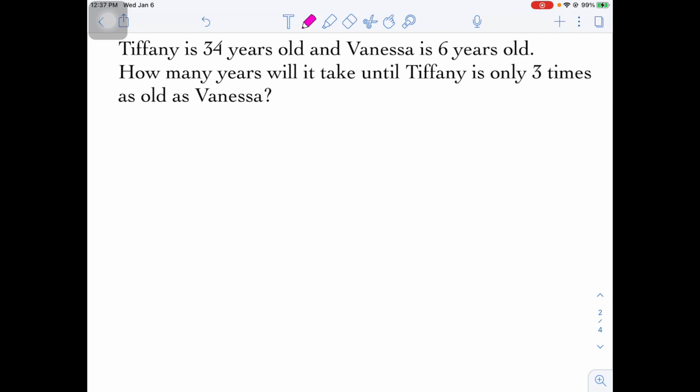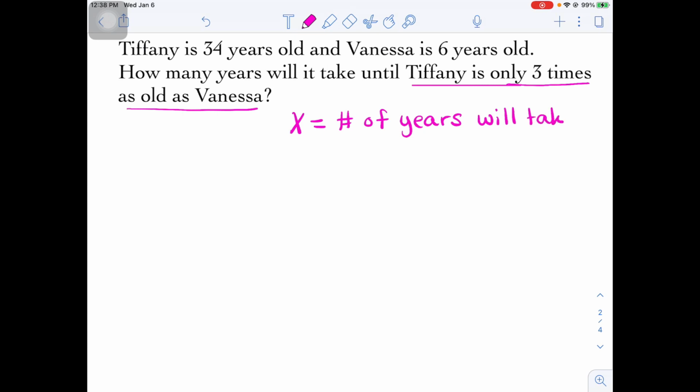Tiffany is 34 years old and Vanessa is 6 years old. All right, so they tell us how old they are. It says, how many years will it take until Tiffany is only 3 times as old as Vanessa? So that's what we're looking for. We're looking for the number of years. So what we're looking for is our unknown. So we're going to go ahead and say X is going to represent the number of years that it will take to reach that. So that's our unknown.